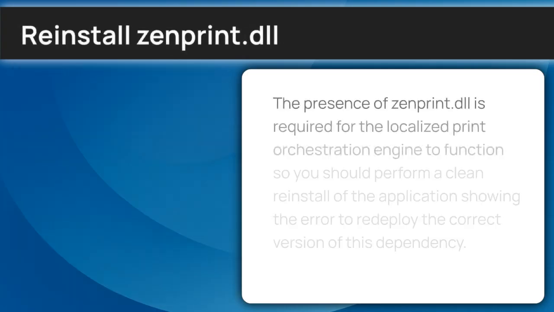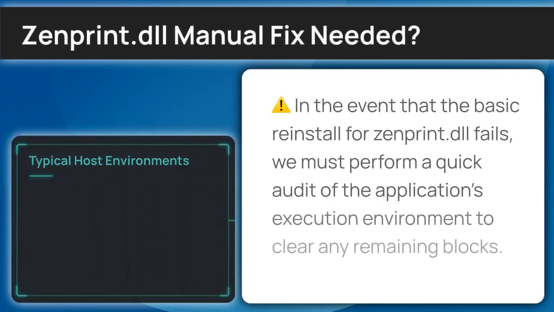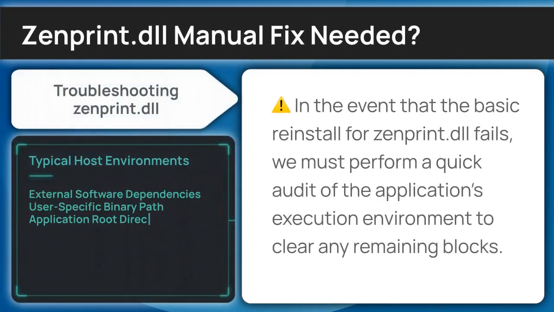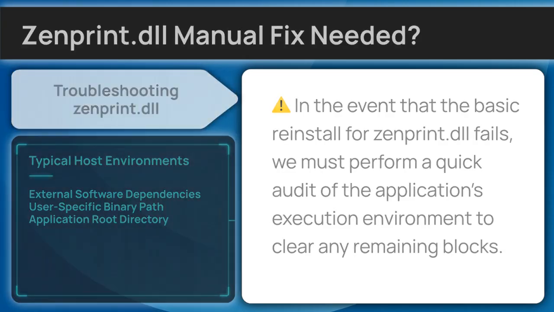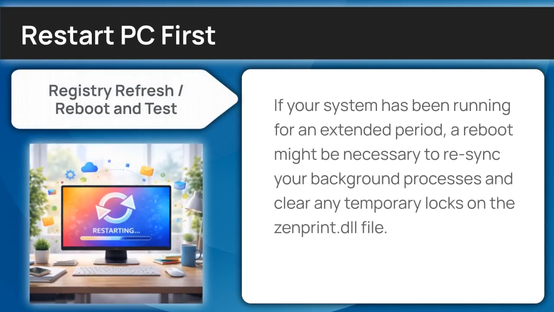The presence of Zenprint Library DLL is required for the localized print orchestration engine to function, so you should perform a clean reinstall of the application showing the error to redeploy the correct version of this dependency. If that initial setup didn't clear the pop-up, let's examine the specific initialization sequence assigned to your application's directory. A standard restart allows the Windows bootloader to rescan your system directories and potentially recognize an unregistered Zenprint library component.